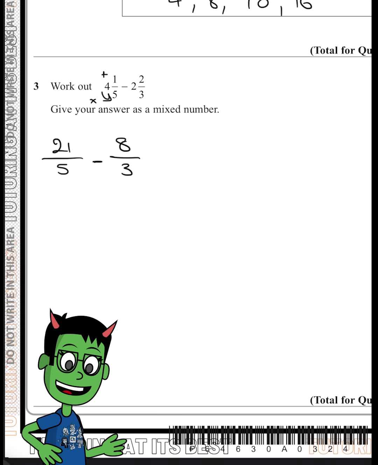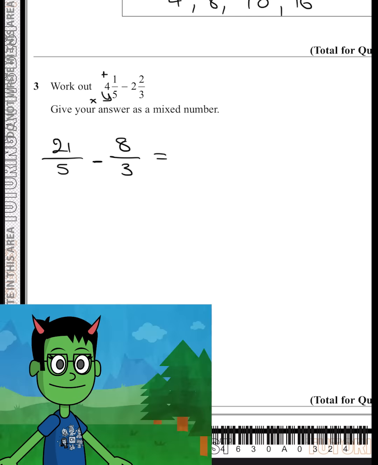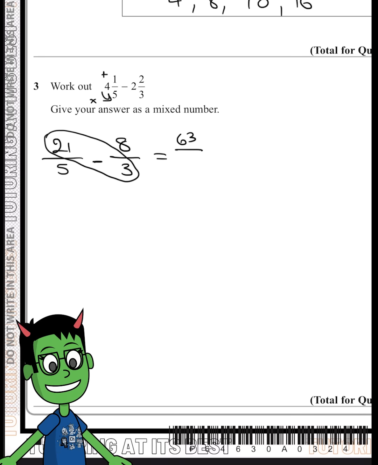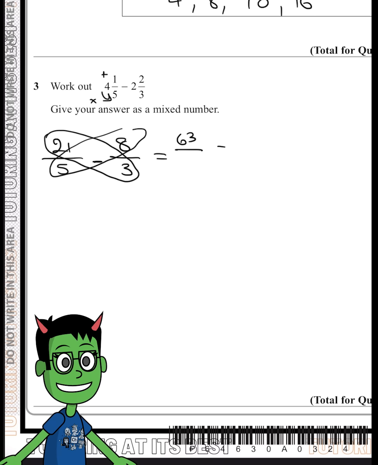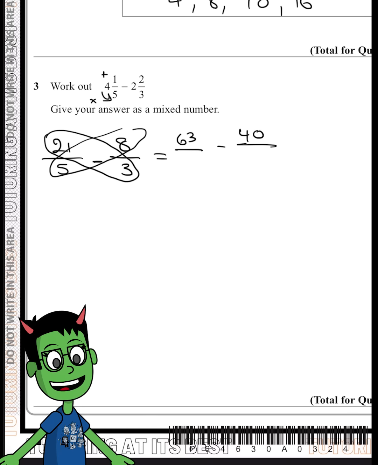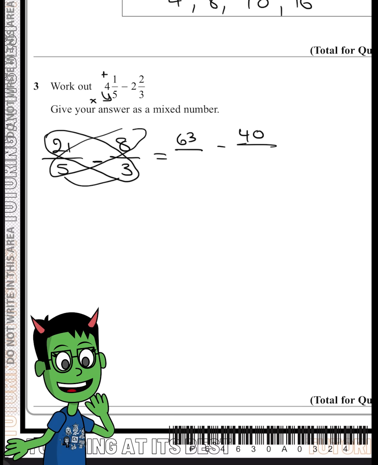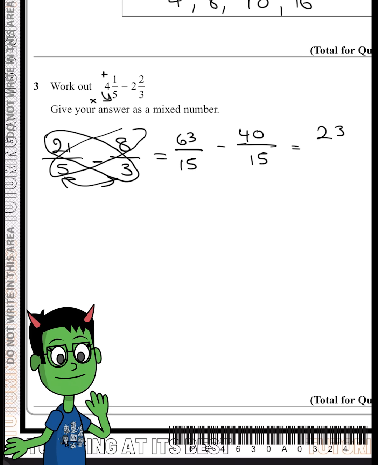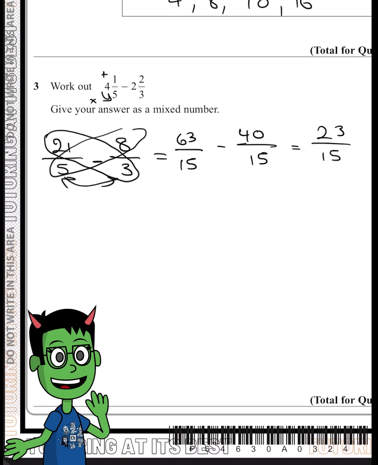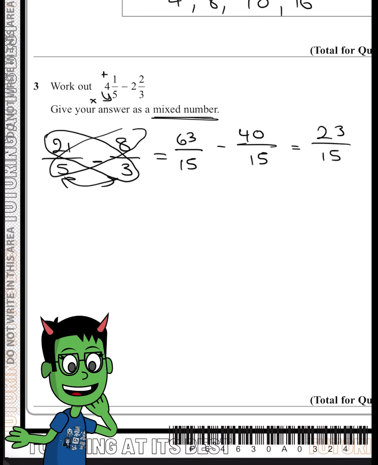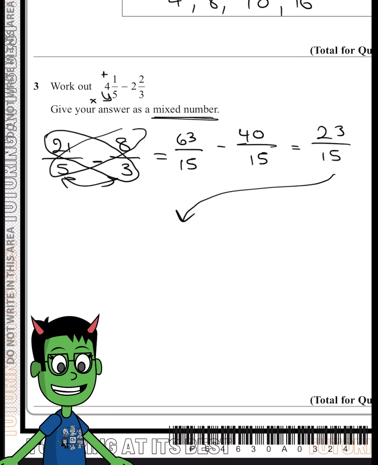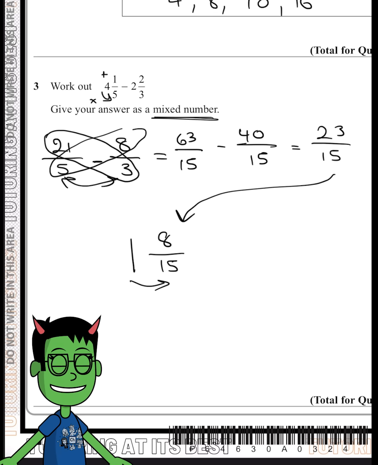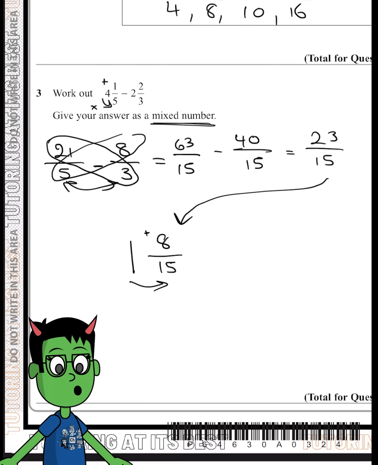Let's focus on the butterfly method. Well, the butterfly method is when you first do 21 times by 3, which is 63, over 8 times 5, which is 40, and then we keep the denominator the same. Well, we multiply the denominator and we keep that the same, which is 15 and 15, and that gives us 23 over 15. But because they want the answer in a mixed number, we're going to go ahead and break this down as 1 and 8 over 15. Because 1 times 15 is 15, plus the 8 is 23 over 15.